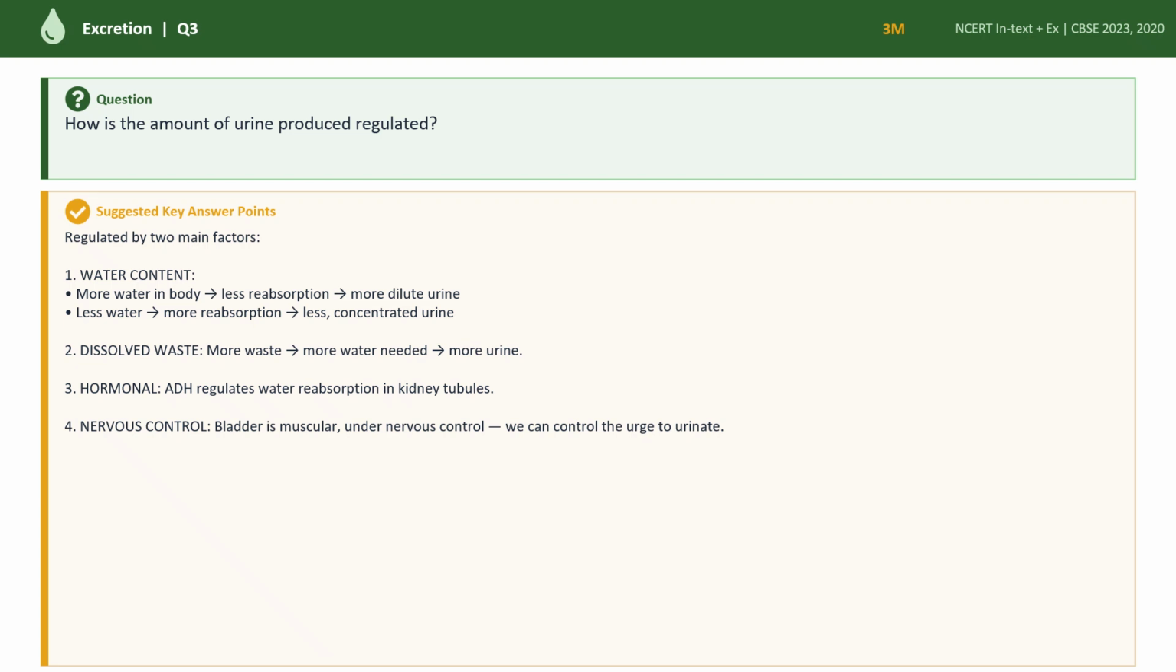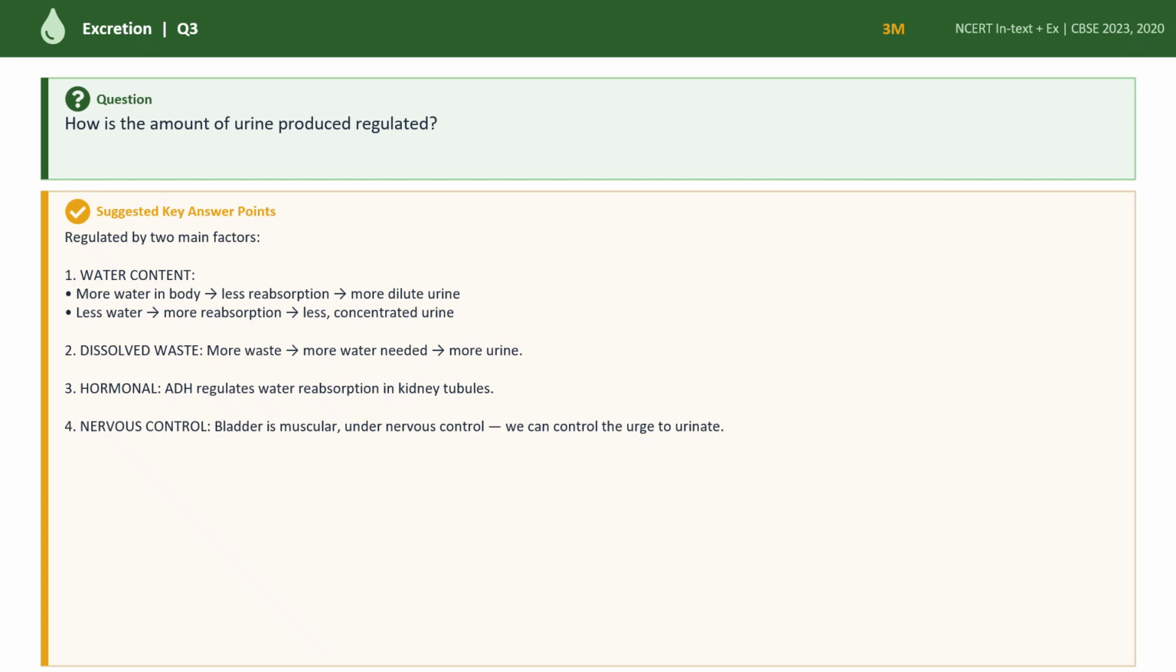But when there is less water in your body, more reabsorption takes place. Then less and concentrated urine will be given out, with more dissolved waste. So more water is needed in order to remove this dissolved waste. And hormonal control.